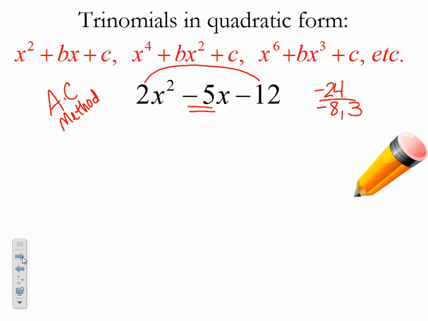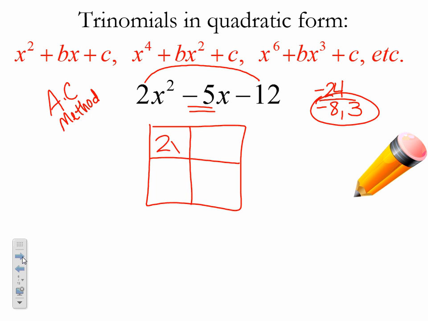So once I decide those are the little guys I'm going to use, then I stick them in the 4 boxes. The A and the C remain constant in our problem here, but we replace the negative 5x with these two guys that we said are the same thing as negative 5. So negative 8x and positive 3x.